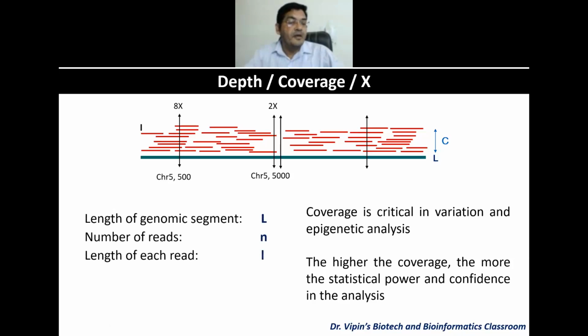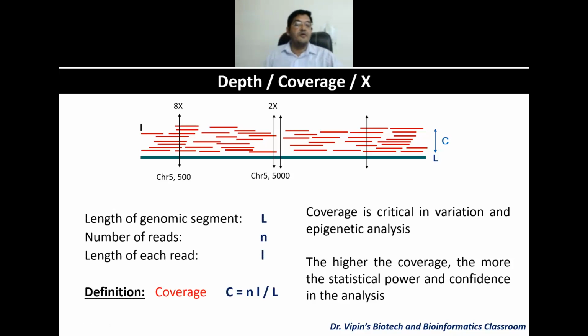If you look at how to calculate coverage, coverage at each position can be calculated simply by the formula C equals n times l divided by L, where small n is the number of reads aligned at this position, small l is the length of each read, and capital L is the total genome length. Capital L is fixed, small l is also fixed. All that you can change is the number of reads aligning to the region. Therefore, the more reads you have, the higher the coverage, the more confidence in the data you will have.